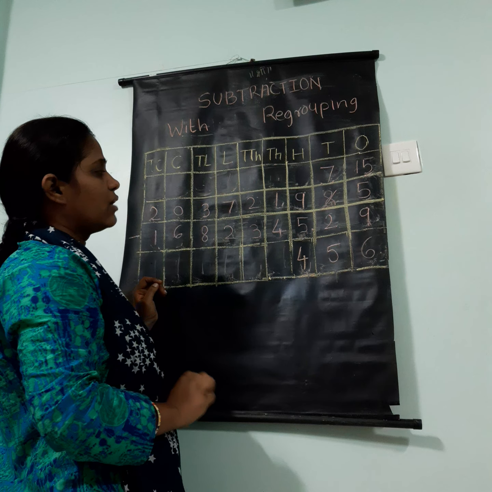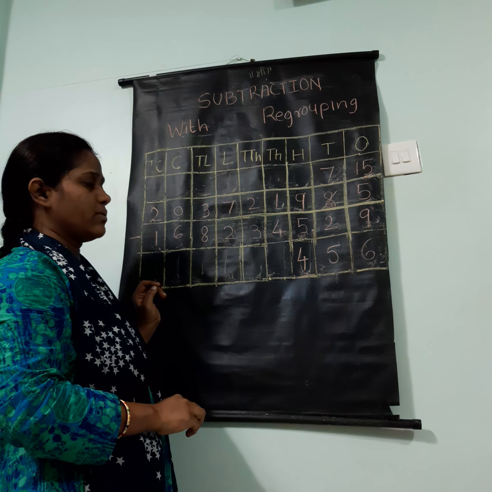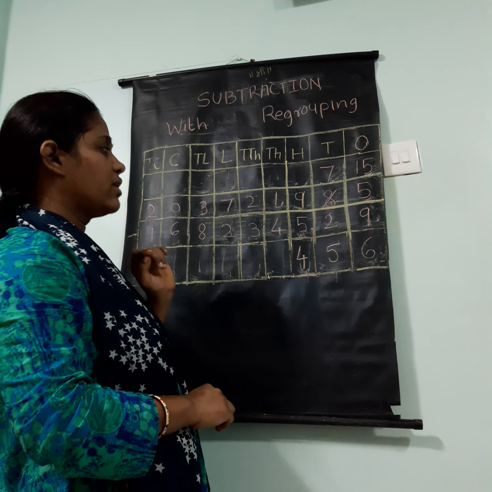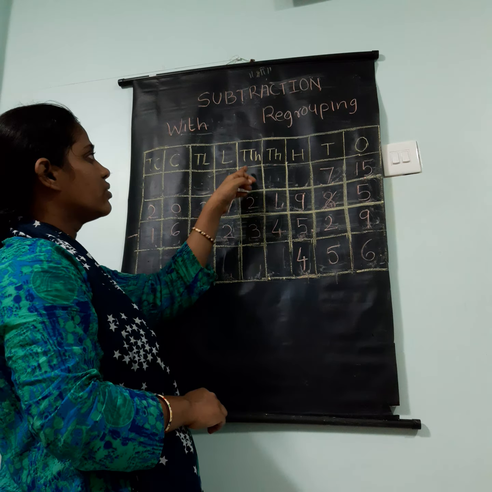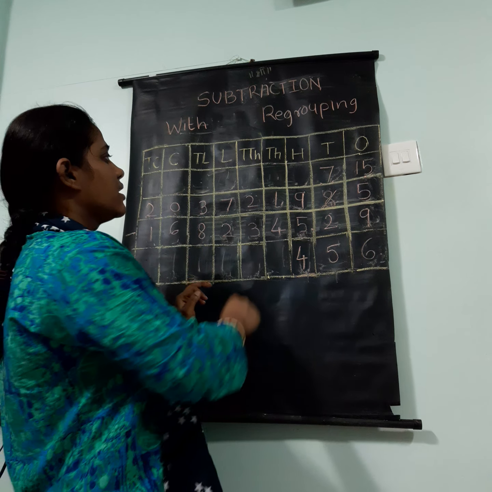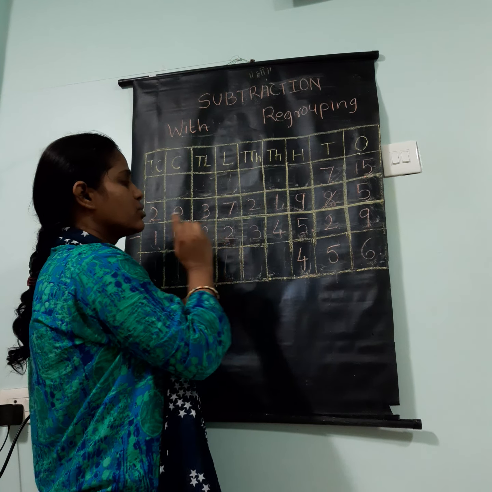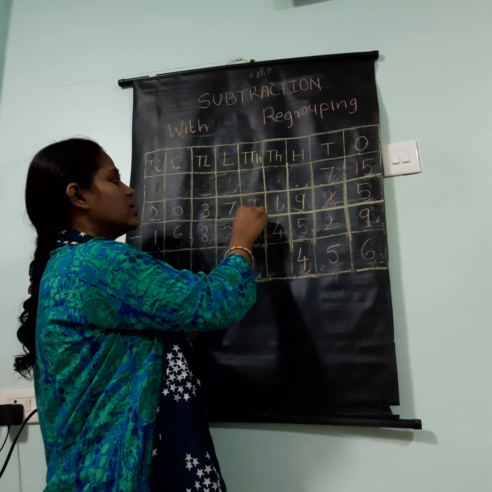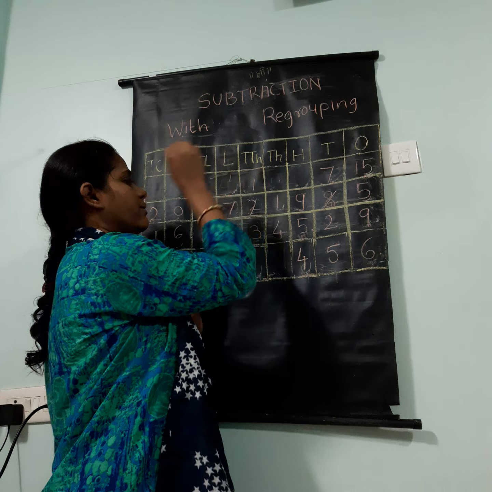Coming to the thousands place, you have 1 and 4. You can't take 4 thousands from 1 thousand, so you need to borrow. So you'll go to the 10,000s place. There you have 2 over here. So you will borrow 1 ten-thousand from this 2 ten-thousands, and you will be left with 1 ten-thousand.